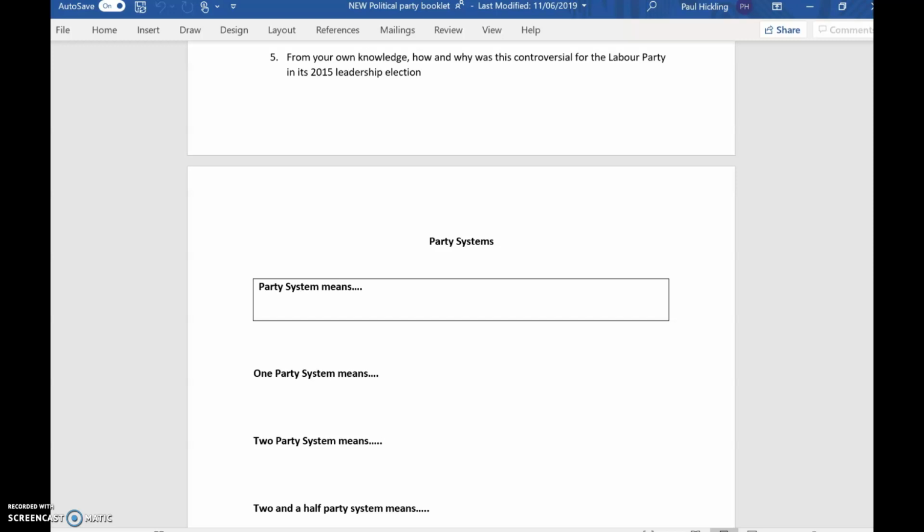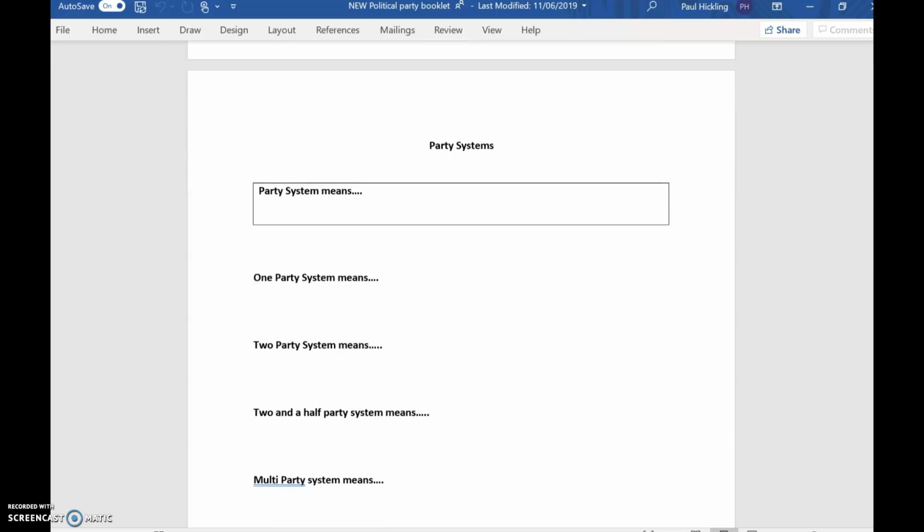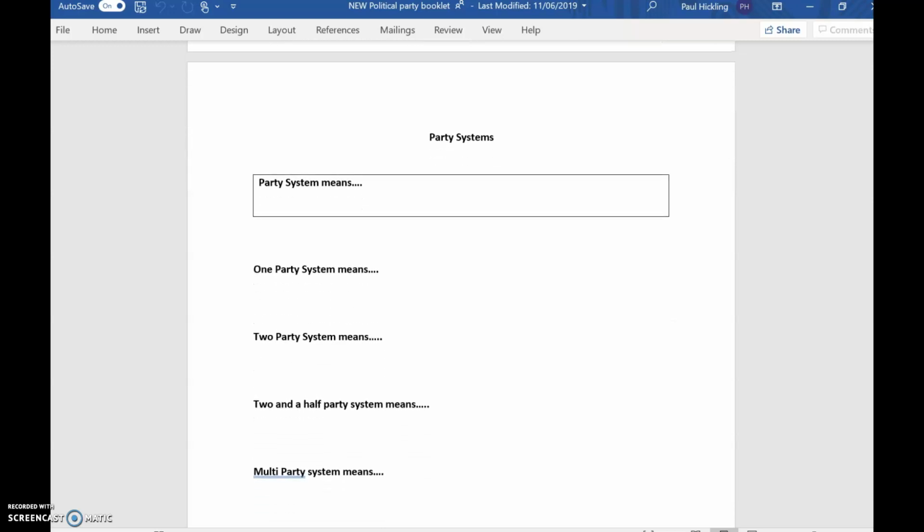Two-party system, two-and-a-half-party system, multi-party system. Again, you need to find out what these terms mean. And again, you'll find it in the Edexcel textbook on the political party chapter. You'll also find it in the Jenkins book as well. And in the Edexcel one, it's on page 44.